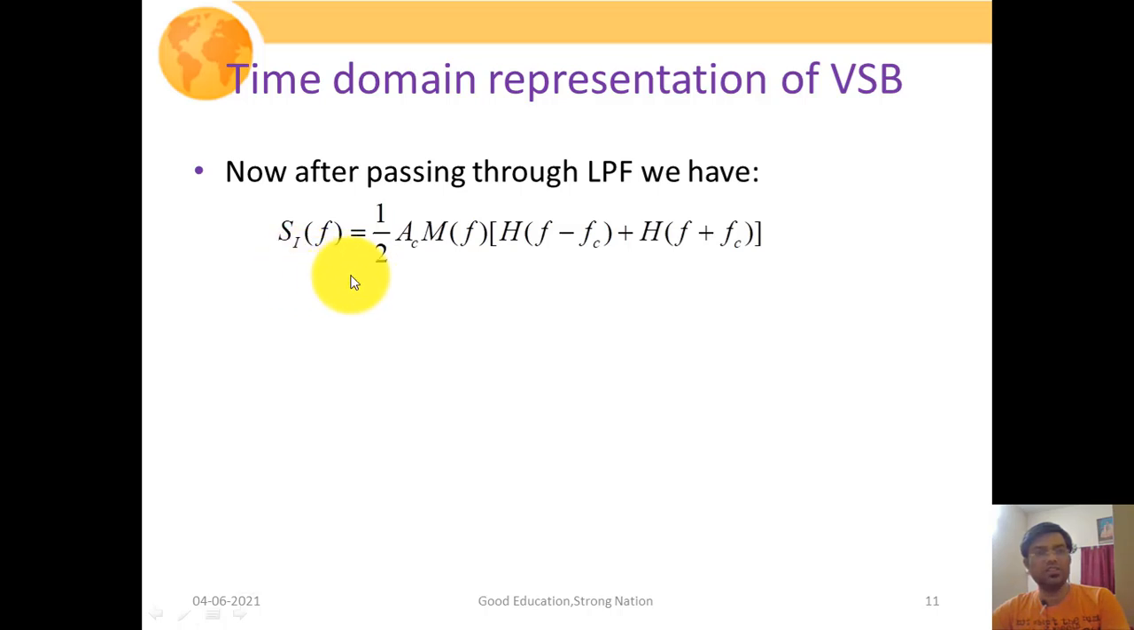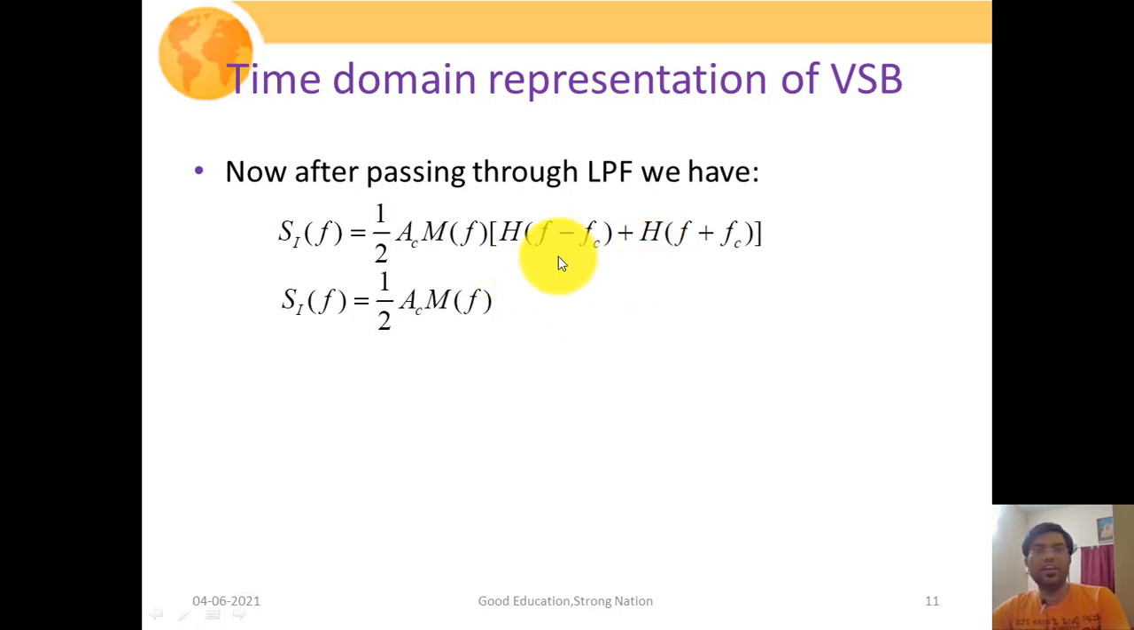This is the in-phase component, and we are in a state to get our message signal back when we receive this in-phase component at the receiving side. If we closely observe, the component half of A_C times M(f) is nothing but your message signal, times H(f − f_c) + H(f + f_c). By any means, if this term turns out to be a constant value, then that will serve our purpose.